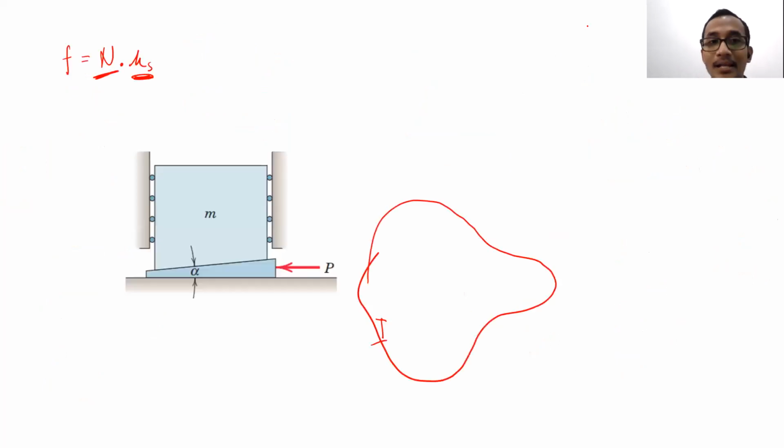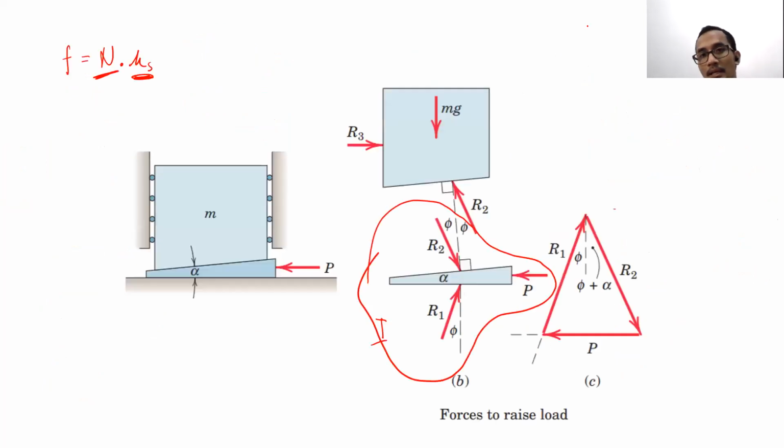But there is another way. The other way is like this. This is still the first free body diagram, but in order to represent the friction force and normal force, we can just put it as one force. So basically, R1 here. I think I will just put it using another color.